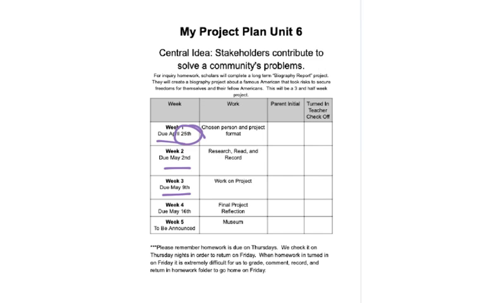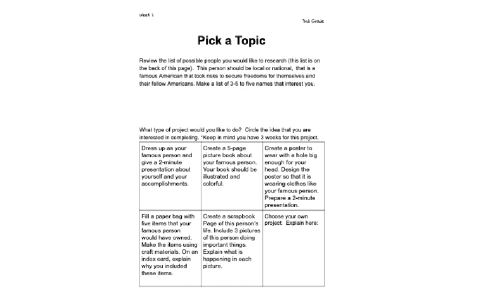Tomorrow, April 25th. Choose a person and a project format. So here they had to pick a topic, review the list of possible people you would like to research. There's a list on the back of this page. This person should be local or national, a famous American that took risks to secure freedoms for themselves and their fellow Americans. So you're going to have your scholar make a list of 3 to 5 names, and then you are going to circle the one that you're going to choose.